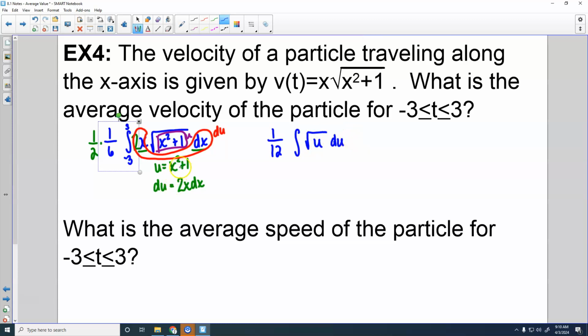And then what I want to do for my limits is plug them into u, and then I don't have to go back to the x's. And we're going to see something helpful happen here. Because if I take negative 3 and plug it right here for the x, I'm going to get negative 3 squared plus 1, which is going to be 9 plus 1, which will give us 10. Okay. Then if I do the same thing with my 3 squared plus 1, I'm going to get 9 plus 1, which also gives me 10. What's the answer to this problem? It's 0.